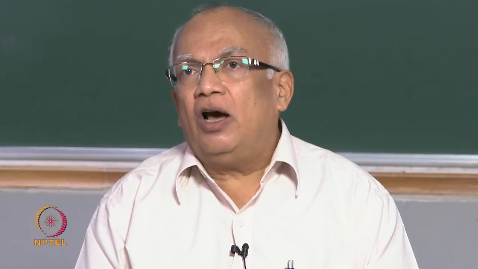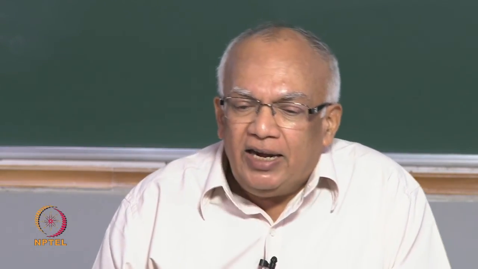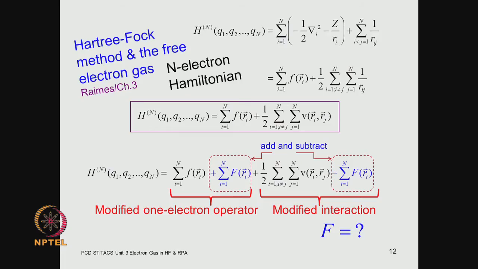What we have done, Jobin, is added and subtracted an F term, the capital F. When the capital F term is added to the first single particle operator, it gives you a modified 1 electron operator. When you subtract it from the 2 electron term V, which is a sum over i and j of V(Ri, Rj), you get a modified interaction term.